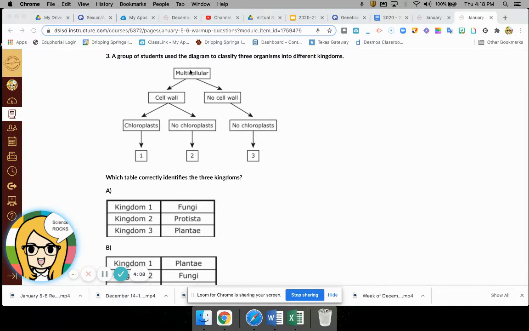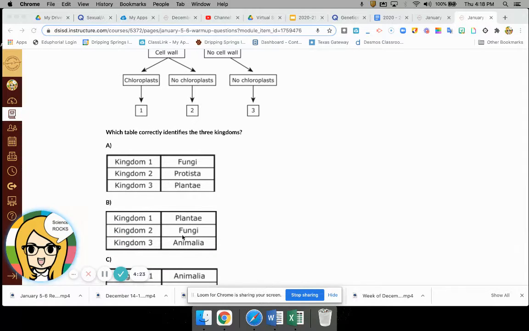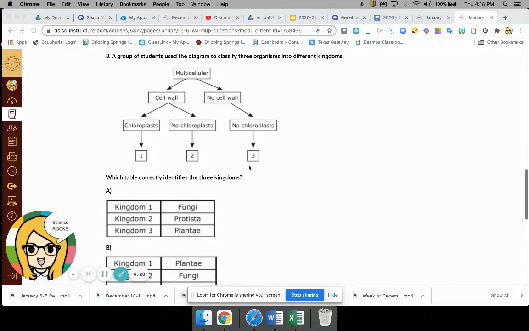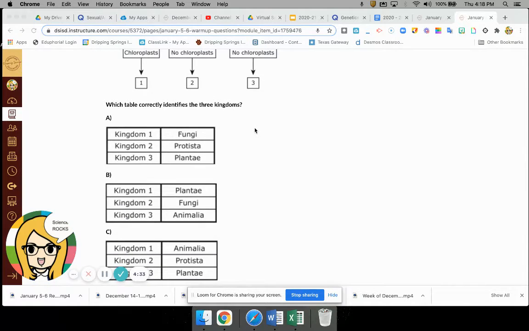So let's see, multicellular, cell wall, and chloroplast, that would be kingdom plant because it has a cell wall and it has chloroplasts. Multicellular, cell wall, and no chloroplasts, that would be a fungi because they are not photosynthetic. And then finally, multicellular, no cell wall, and no chloroplasts, that would be Animalia. So the correct answer is Kingdom 1 is Plantae, Kingdom 2 is Fungi, and Kingdom 3 is Animalia.